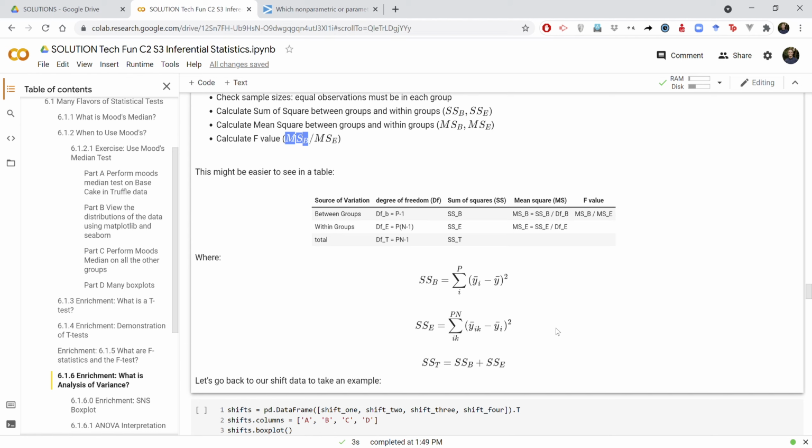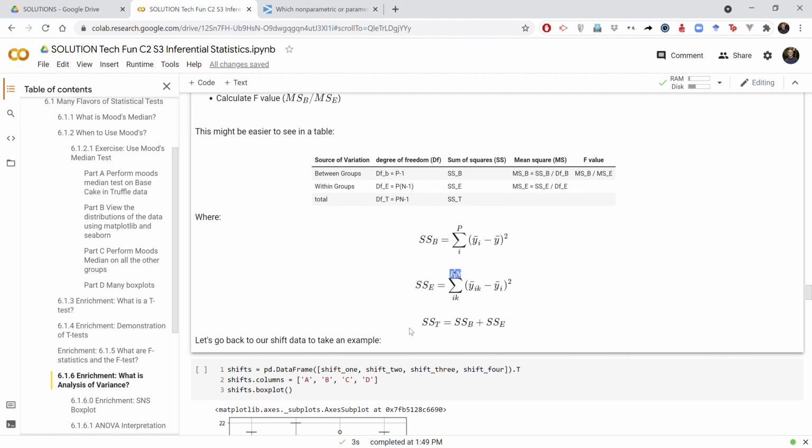These should look somewhat familiar. SSB, the sum of squares between groups. We just look at all the data points and subtract them from the total average. Right, so we take the average of each group and subtract it from the total average, square and sum. The sum of squares within groups, same idea, but now we are looping through the individual observations in each group and subtracting that from the group average, and then doing this over all groups. The SST, the total sum of squares, is the sum of these two numbers.